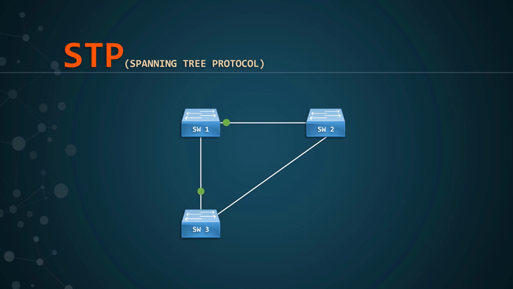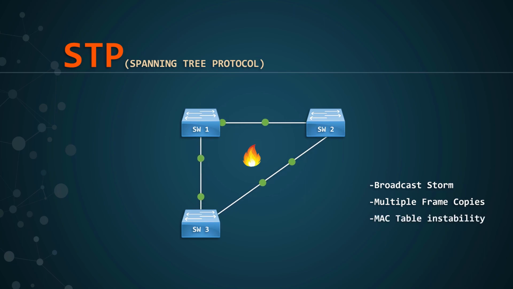Without STP, Ethernet frames would loop around the network, causing broadcast storms, multiple frame copies, and MAC address table instability. The broadcast storm can saturate the network with copies of the same frame, causing poor network performance and computers processing unnecessary frames.